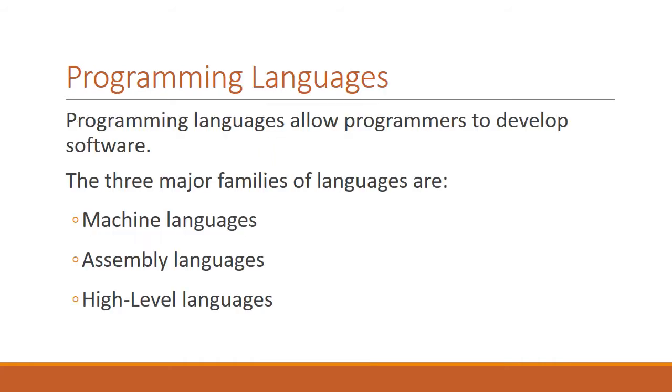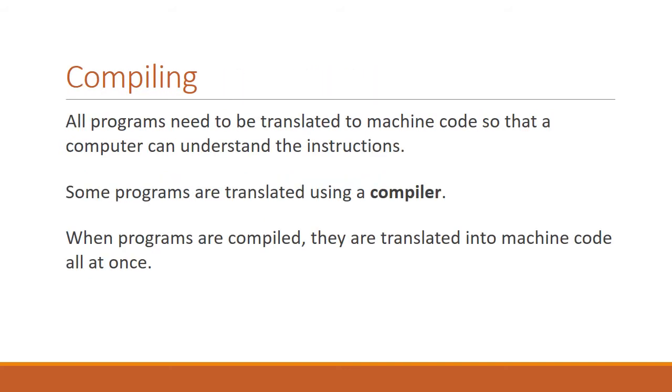Programming languages allow programmers to develop software. And there are three major families of programming languages: machine language, assembly language, and high-level languages. All programs need to be translated into machine code so that a computer can understand the instructions. Machine code is ones and zeros, binary, and it's basically the only type of instructions that a computer processor can understand. So some programs are translated using a compiler.